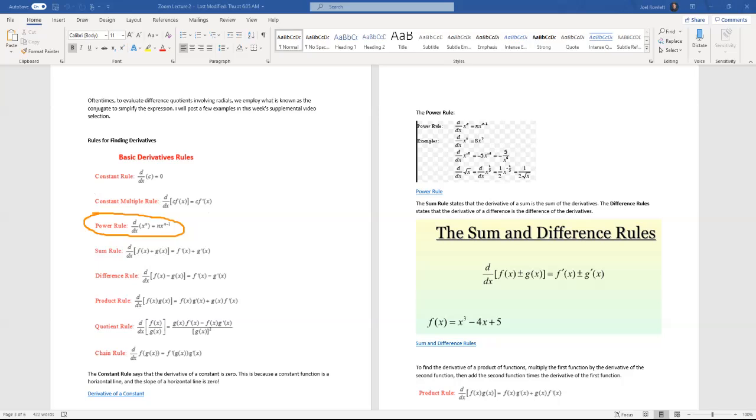The power rule says that if you want to take the derivative with respect to x of x to the power of n, that is going to be n times x to the power of n minus 1. Let's look at an example of that. Suppose you have y is equal to x to the power of 7. Since we have x raised to some power, we can use the power rule to find the derivative.